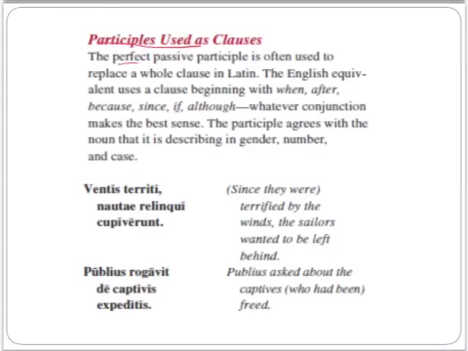Participles, and we know one participle, the perfect passive participle, which is the fourth principal part of a verb. When translating, you can use them as little clauses, and you can begin them with when, after, because, since, if, although, whatever conjunction makes the most sense. So the participle agrees with the noun it's describing in case, number, and gender. And so this is terrified, and this is ablative agent. By the wind, the sailors wanted to be left behind. So the sailors and terrified go together, and the participle phrase is terrified by the wind.